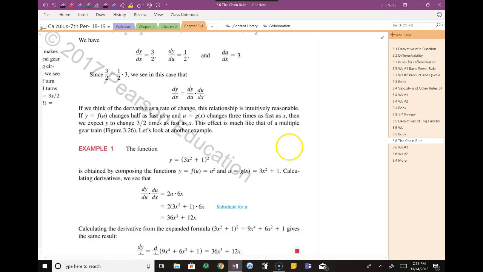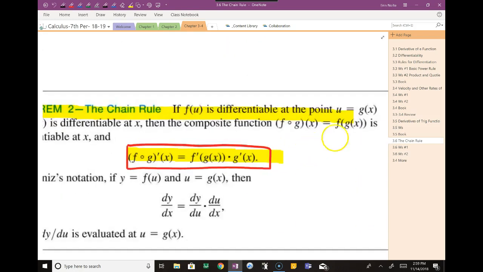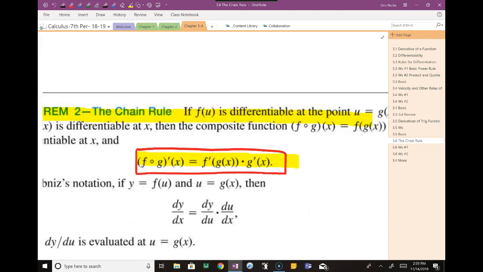So the chain rule, I'm going to get down to a good definition for you. It looks like this. The chain rule is when you have parentheses. If I have something that's in terms of something else, so something is written inside of it, all I'm going to do is derive the outside, and then multiply by the derivative of the inside.